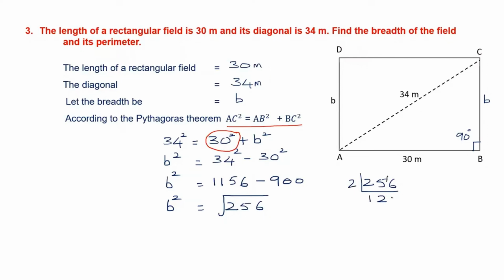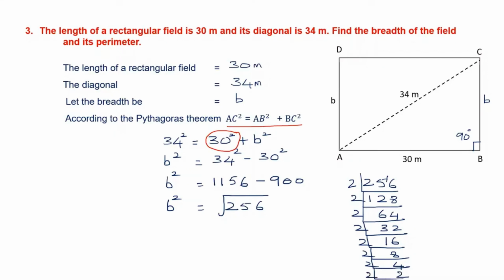Now 16. 2 eights are 16. Then 2 sixes are 12, 2 fours are 8. 2 into 64 is 128. Then 2 threes are 6, 2 twos are 4. 2 into 32 is 64. 2 into 16 is 32. Then 2 eights are 16. 2 fours are 8. Then 2 twos are 4 and 2 ones are 2.